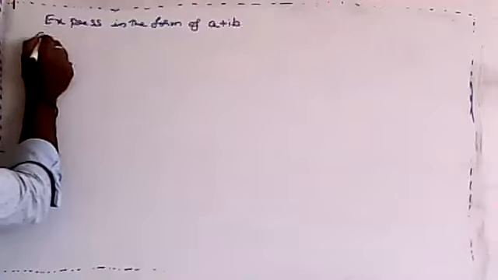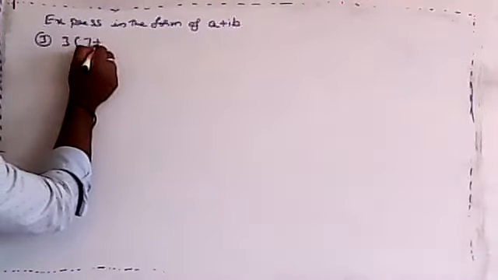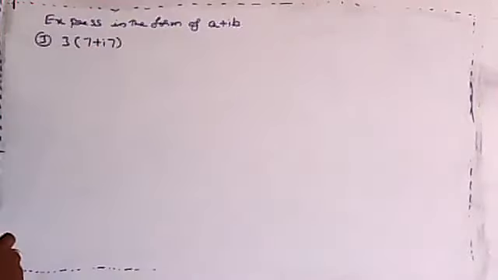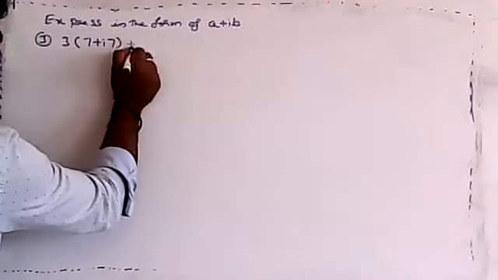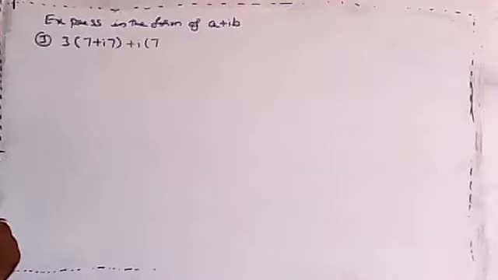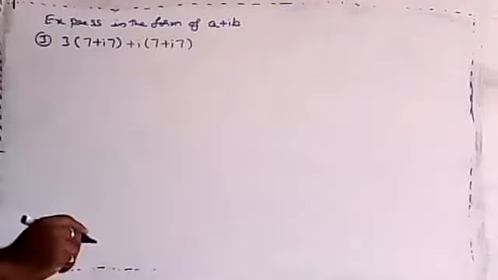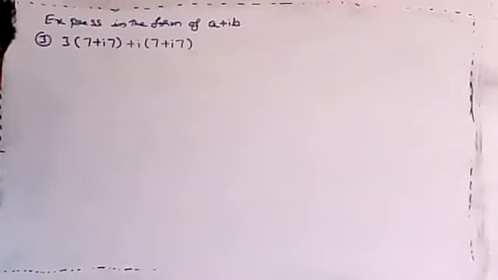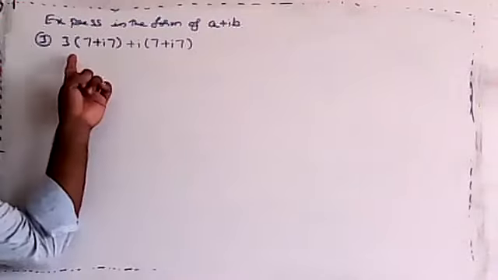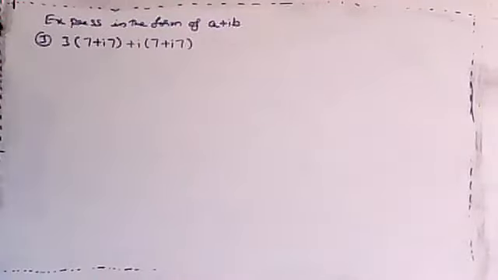3 into 7 plus i7 plus i into 7 plus i7. Okay. How do you have to solve this one? See, 3 into 7 plus i7 plus i into 7 plus i7.